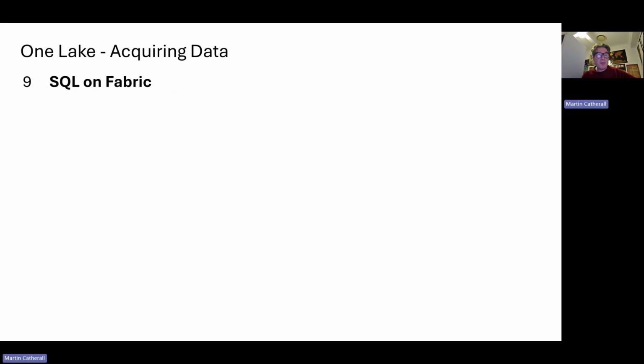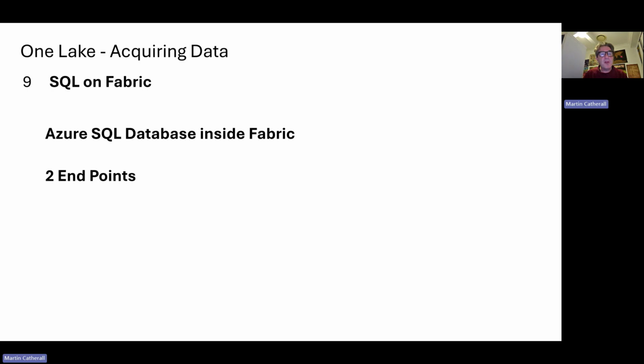Then we've got SQL on Fabric. Again, I put this in as a little bit of an outlier. SQL on Fabric is essentially an Azure SQL database within the Fabric ecosystem itself. One of the main reasons I mention this is because you actually get two endpoints here. When I started playing with this, it wasn't particularly obvious to me, probably because I didn't read the documentation, which maybe a lot of the audience fall into that category.